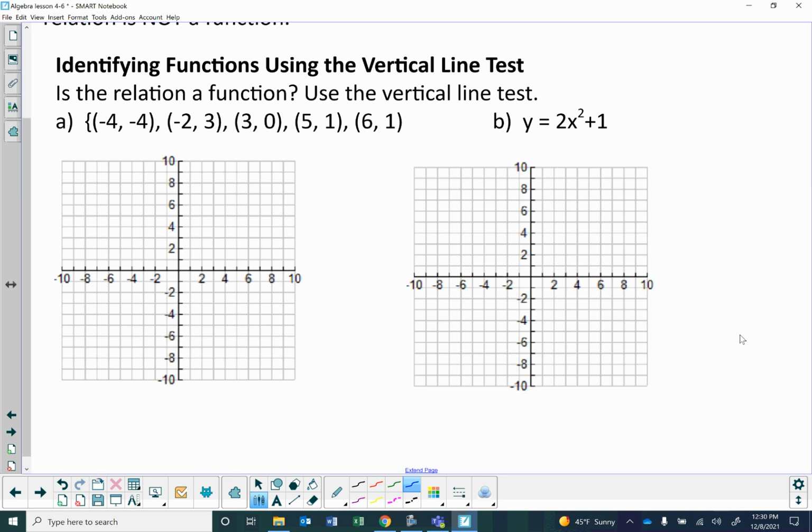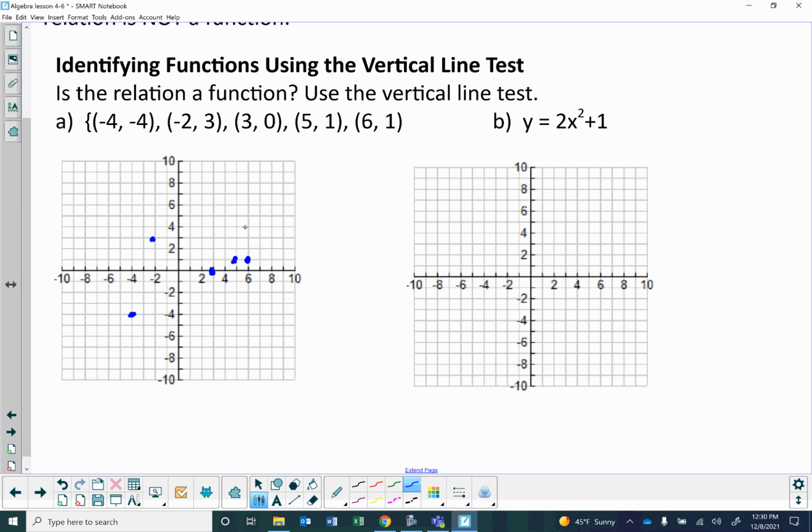So I'm going to plot the point -4, -4. I'm going to plot the point -2, 3, 3, 0, 5, 1, and 6, 1. So -4 goes here. -2, positive 3 goes here. 3, 0 is here. 5, 1 is here. And 6, 1 is here.